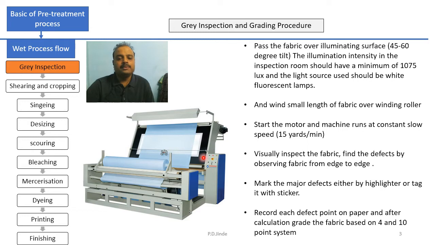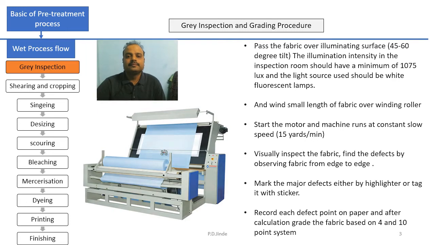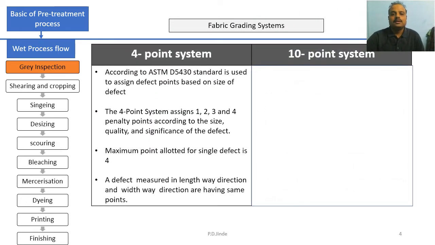Over here there is a paper and pad on which he constantly writes at what meter the fabric has what kind of defect. So he is constantly recording the defect, its intensity, and its points based on the grading system. There are basically two important point systems used in the industry, and based on these, fabric is graded, whether it is first quality or second quality.